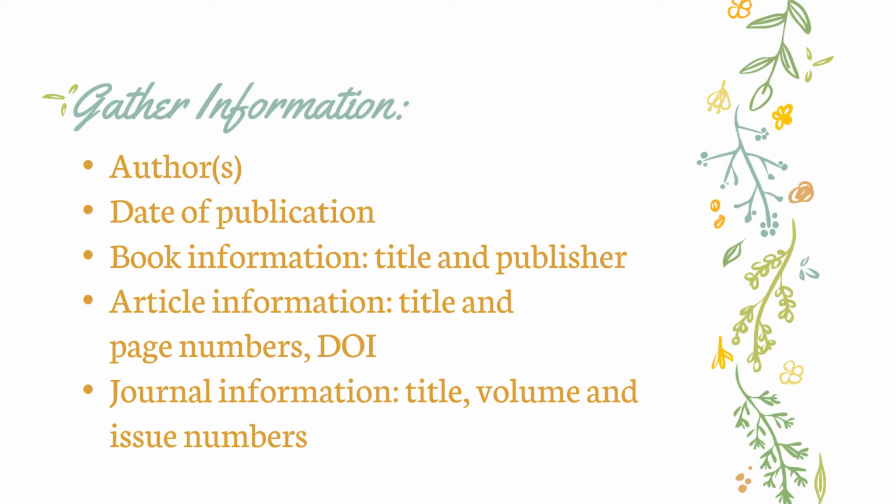Now, before you start crafting your full citations, you want to take a few minutes and make sure you have all the information you need for all your sources. Make sure that you have the authors of all your sources. Remember, some of your sources might have more than one author, and you want to make sure you have all of their names. You want to get the date of publication for your sources. If you're working with books, also make sure you have the title of the book and the publisher. When you're working with articles, you're going to need the title of the article, the page numbers, and the DOI, which is its digital object identifier. We'll talk a little bit more about that in a few minutes. And also you're going to remember that your articles are coming from journals, so you're also going to need the journal title, the volume, and the issue numbers. If you make sure you have all this information in the beginning, it's going to make creating your citation so much easier as we move forward.